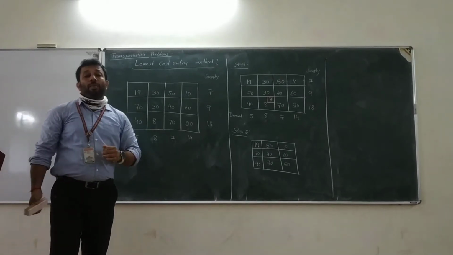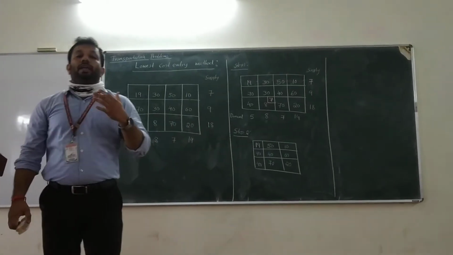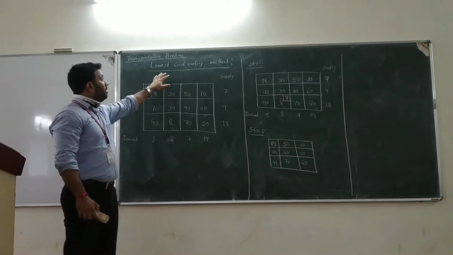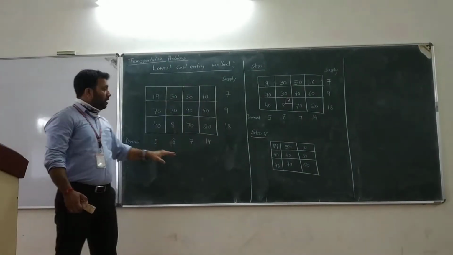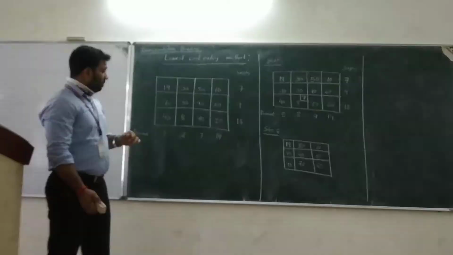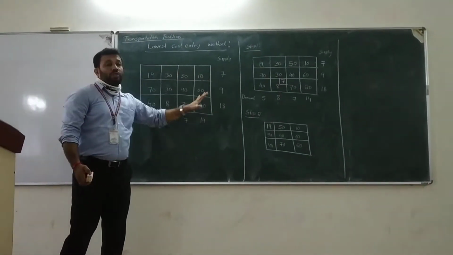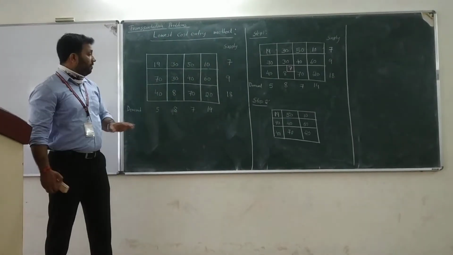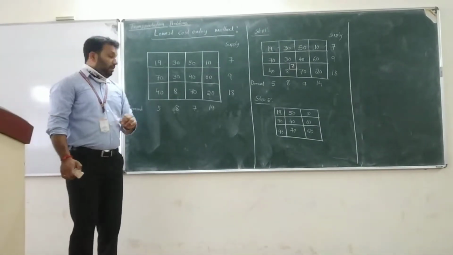And in case of row minimum method, we used to select the minimum value in each row, and then we were allocating to that particular position. This method is somewhat different from those two methods. Here, out of all the 12 different costs we have in the matrix, whichever is minimum, as the name itself suggests, lowest cost entry method, to that particular cell we are going to allocate the number of units.